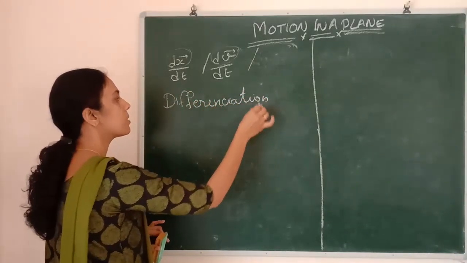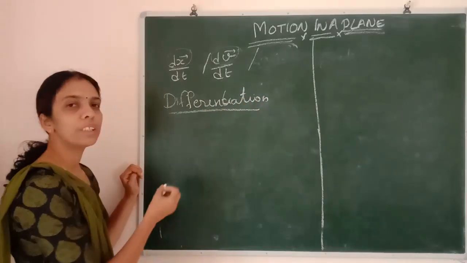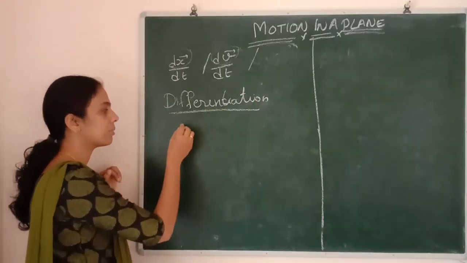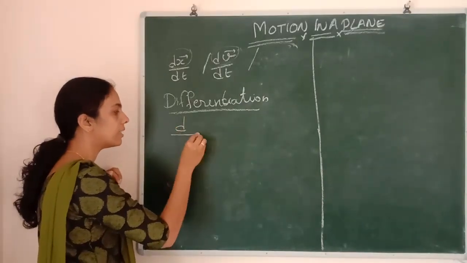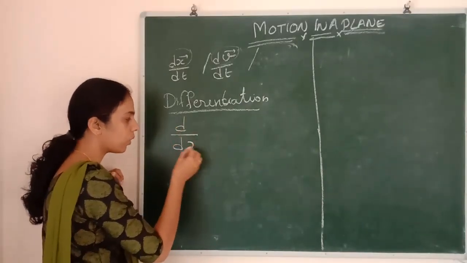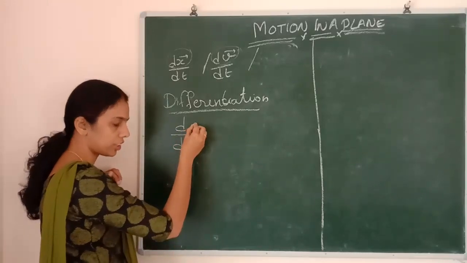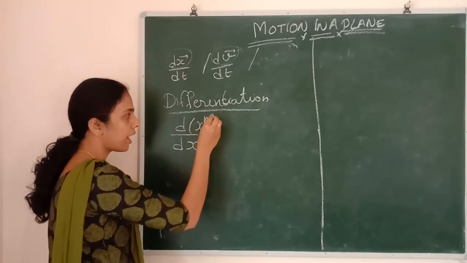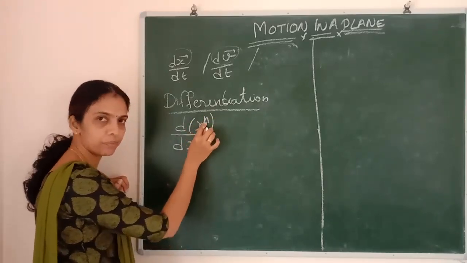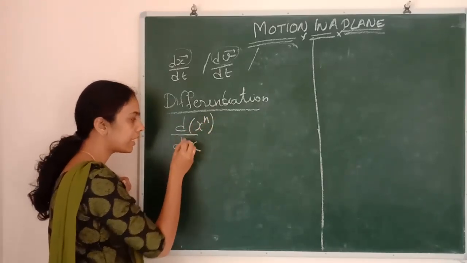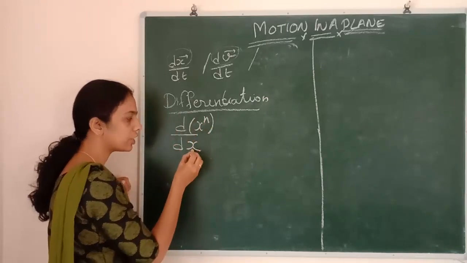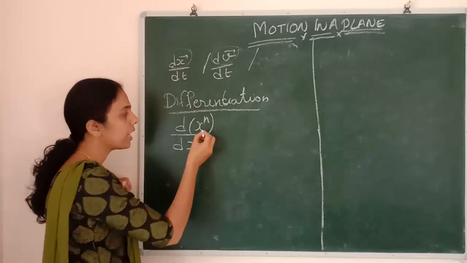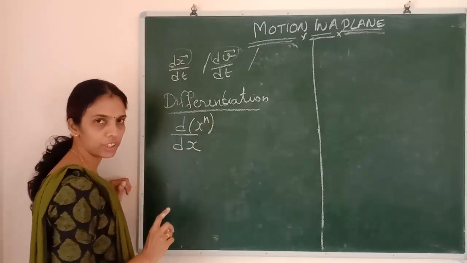What is meant by differentiation? How can we do the differentiation? Differentiation means, see, I am finding out the differentiation of a function with respect to x. d by dx of x to the power n. d by dx means differentiation with respect to x. For which function am I differentiating? x to the power n I am differentiating.